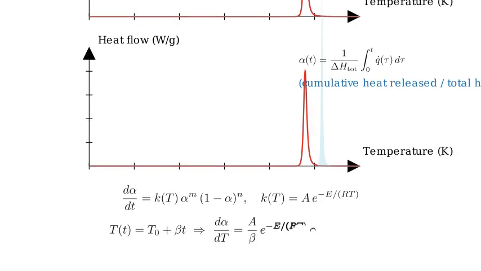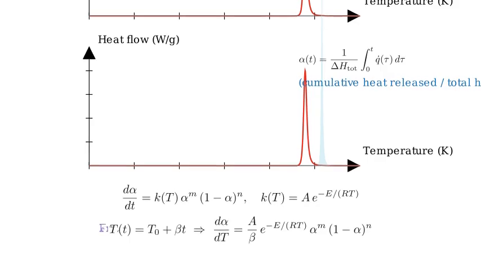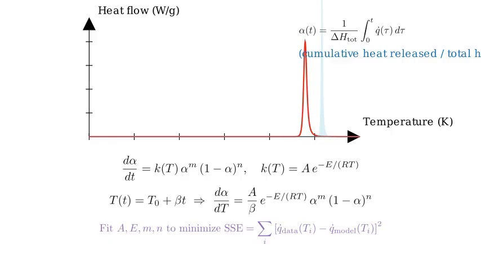Under a constant heating rate beta, temperature equals T naught plus beta times t. Then d alpha by dT equals A over beta times e to the minus E over RT times alpha to the m times (1 minus alpha) to the n. Our goal is to choose parameters A, E, m, and n so that the model-generated heat flow matches the DSC curve. Let's visualize the fitting.